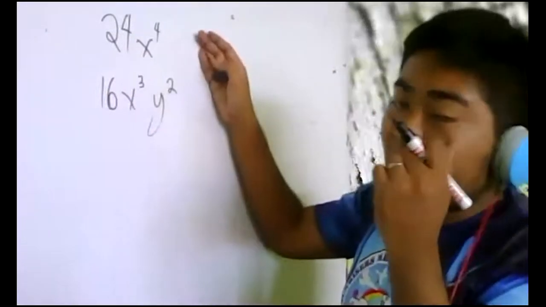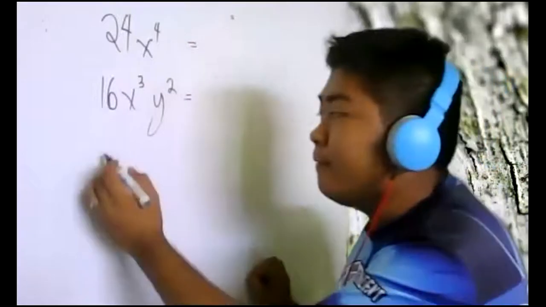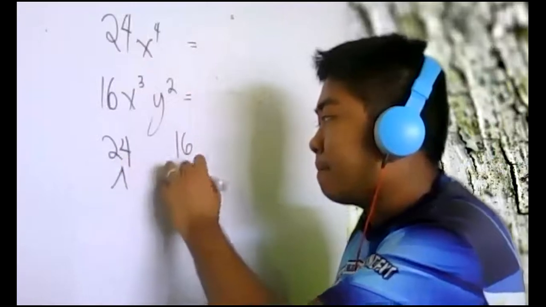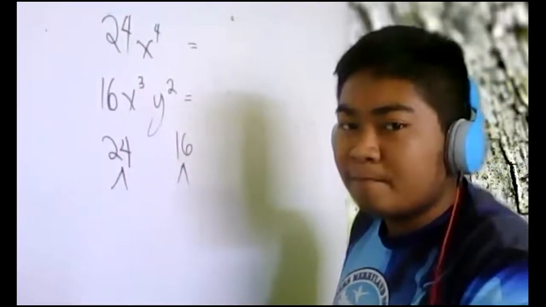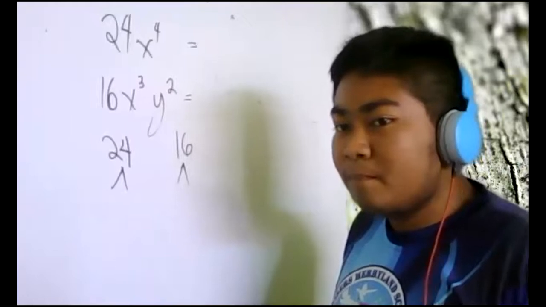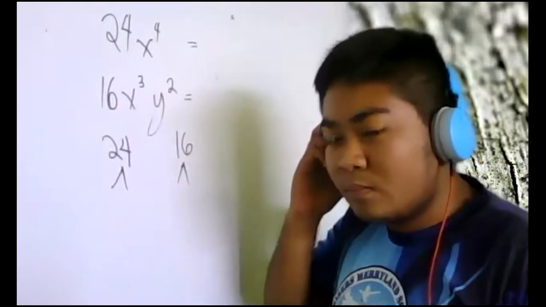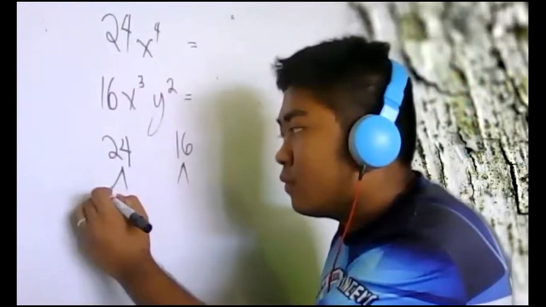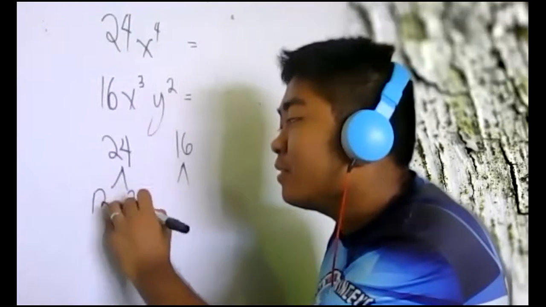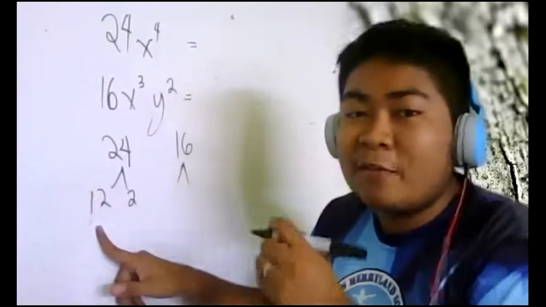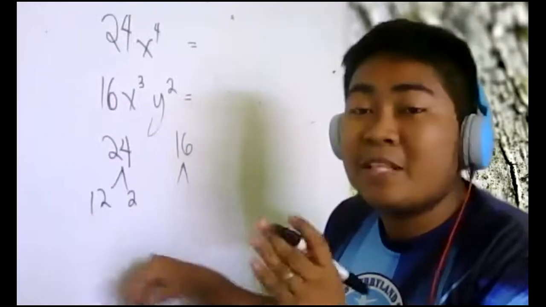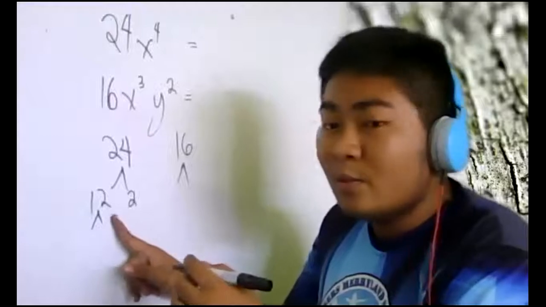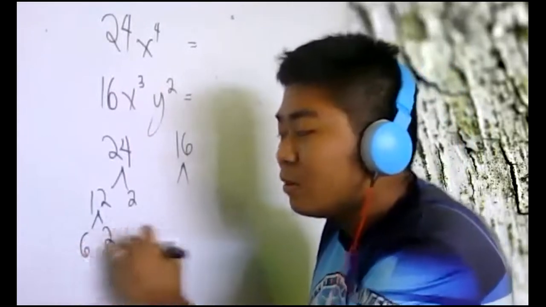So 24x raised to 4. Try to factor muna natin. So 24 and 16. So anong factor na 24? 12 divided by 2, or 12 times 2. So si 12 hindi pa siya prime, therefore, we can factor it out pa. Kaya magiging 6 times 2.